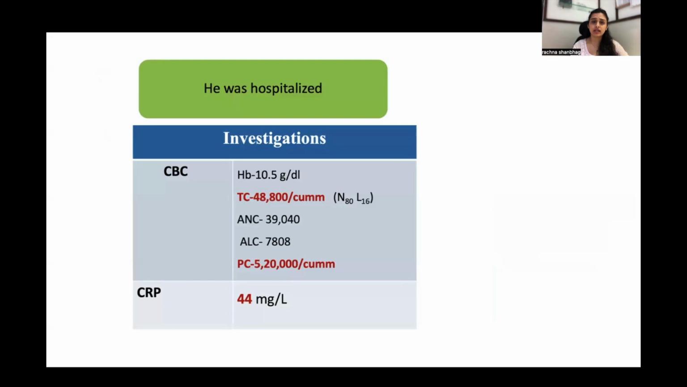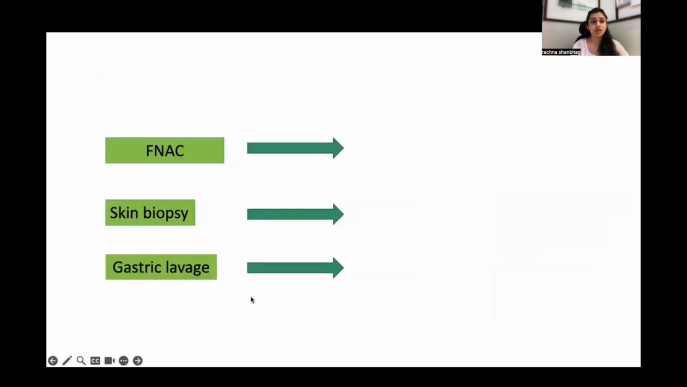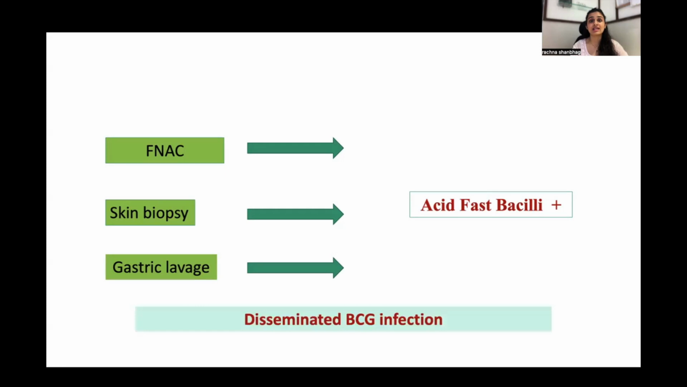On CBC, we find that he has anemia along with significant neutrophilic leukocytosis, thrombocytosis, and elevated CRP levels. An FNAC was carried out from the lymph node, a sample was taken for skin biopsy, and also a sample from gastric lavage was sent for staining. And as we can see, acid-fast bacilli were isolated from all these sites, indicating that there has been dissemination from the site of injection. This is what we call disseminated BCG infection.